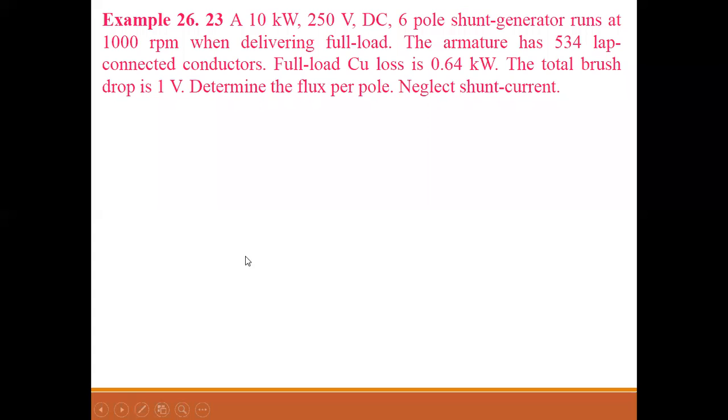Yes, sir. So write down the next example. I will read it: a 10 kilowatt, 250 volt, DC 6 pole shunt generator runs at 1000 RPM when delivering full load. So the power is 10 kilowatt and the voltage 250 volt is also given. When it delivers full load, it runs at 1000 RPM. The armature has 534 lap connected conductors.